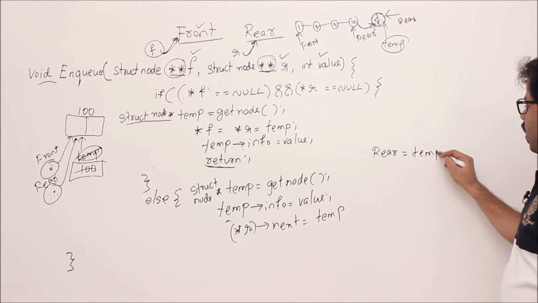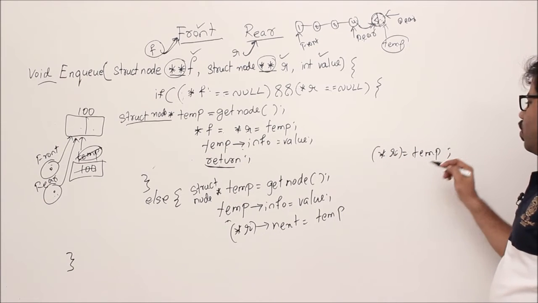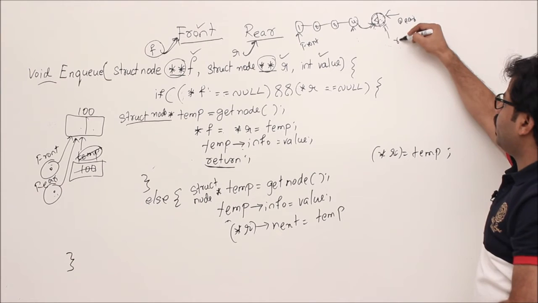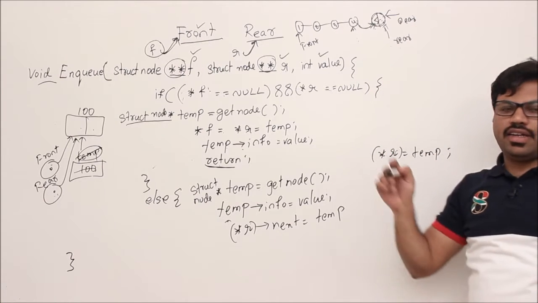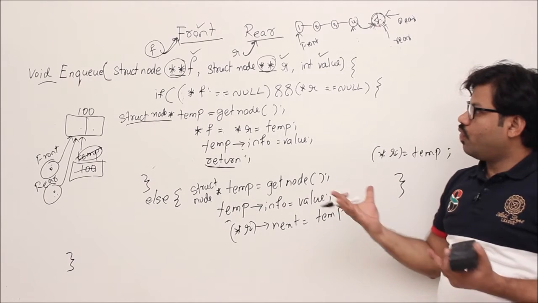Okay, but we know that rear is nothing but *r. So finally *rear equal to temp. Anything else? No, because of that automatically this rear will come here and the new node is added. Close it. So this entire thing is the code for Enqueue.